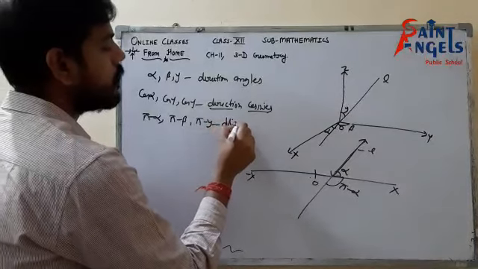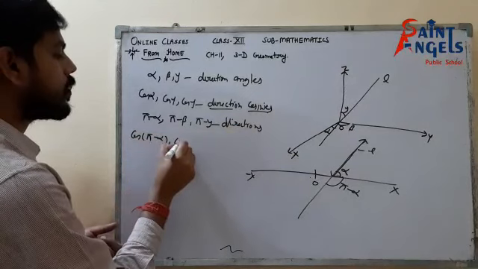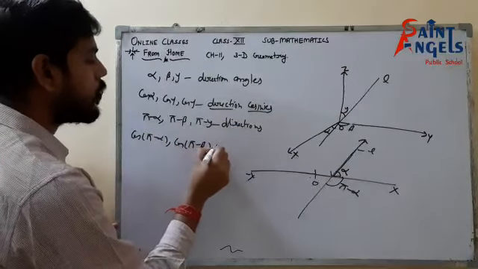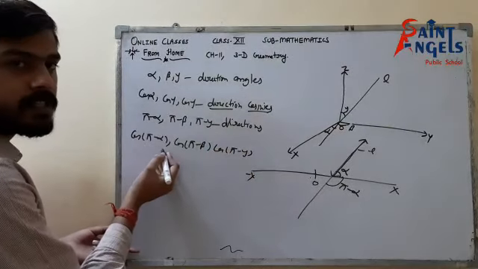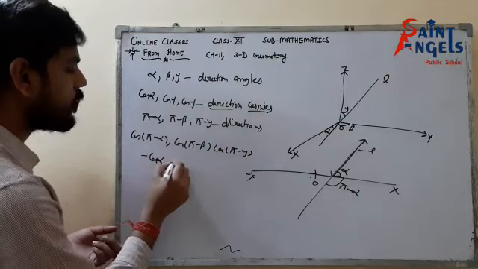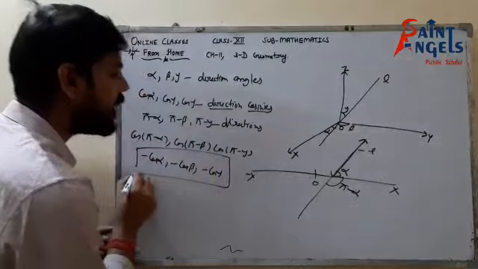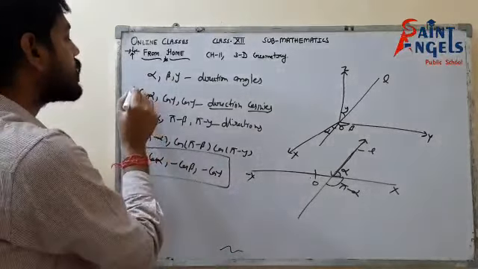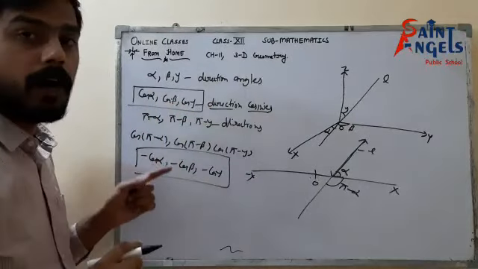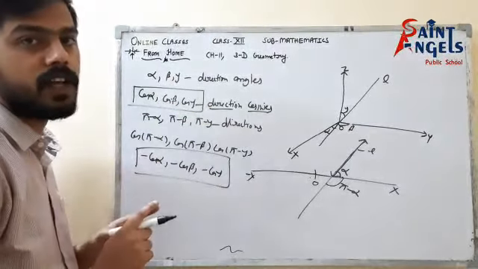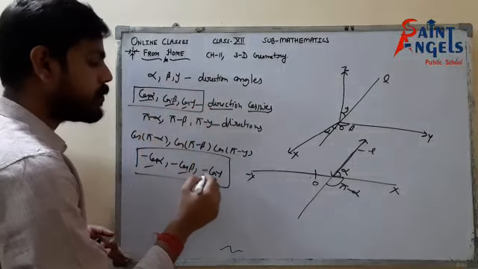So cos(pi minus alpha), cos(pi minus beta), cos(pi minus gamma) are also direction cosines. It means cos(pi minus beta) is minus cos beta, so minus cos alpha, minus cos beta, minus cos gamma. One thing is very clear: a vector has only a single set of direction cosines, but a straight line has two sets of direction cosines, which are cos alpha, cos beta, cos gamma, and minus cos alpha, minus cos beta and minus cos gamma.